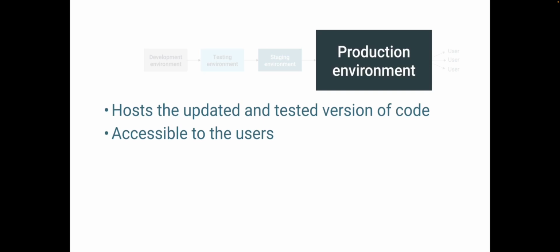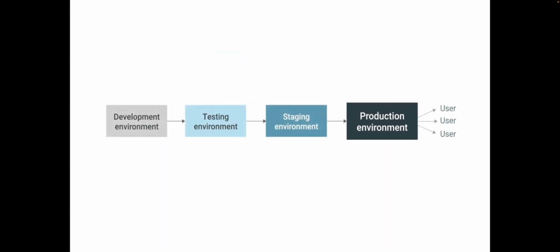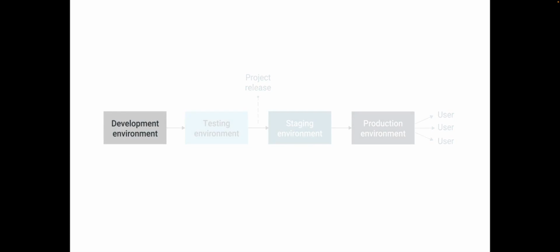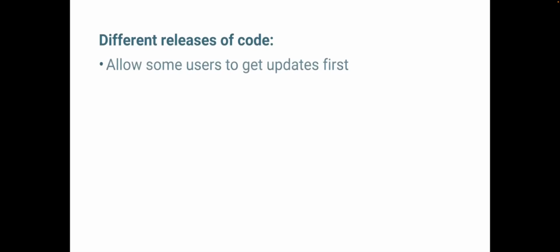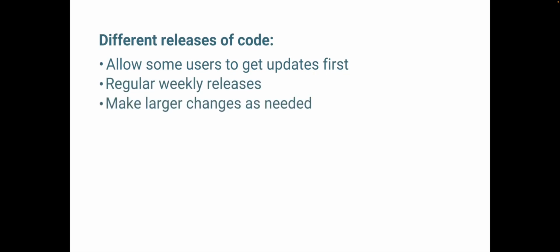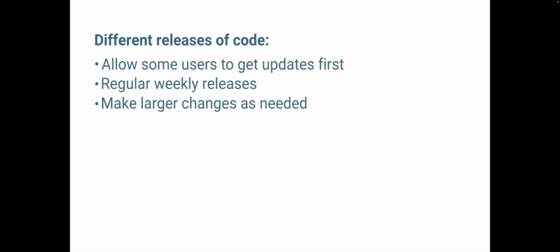Of all of the environments you might create, the production environment is the most crucial. Everything should be tested in your development environment and determined to be in perfect working order before that code is moved to production. Different organizations will handle the release of code into production differently. Some might allow certain users to get access to updates first. Some might make regular weekly releases, while others might make larger sweeping changes on an as needed basis.